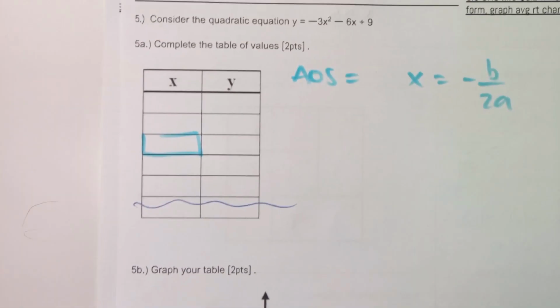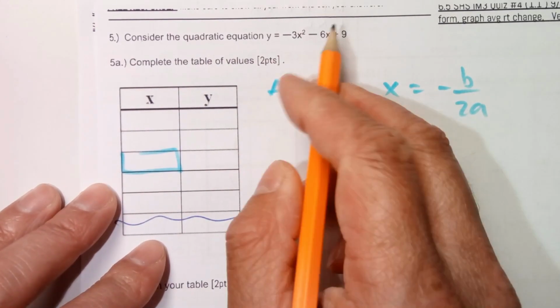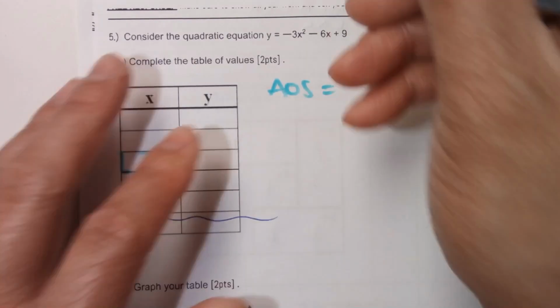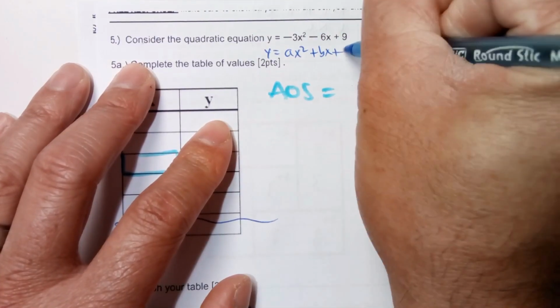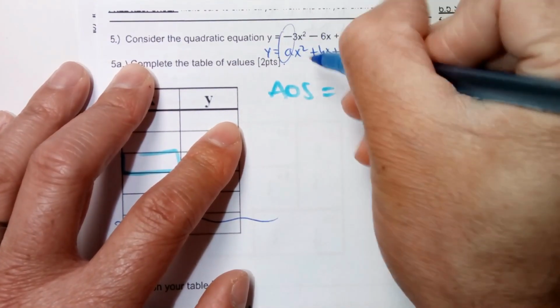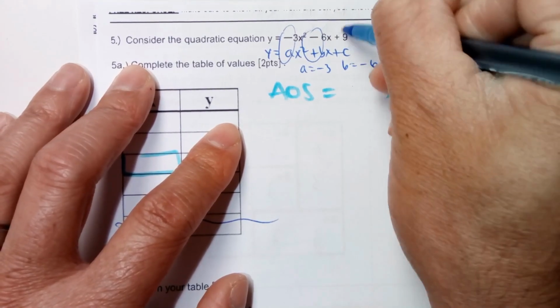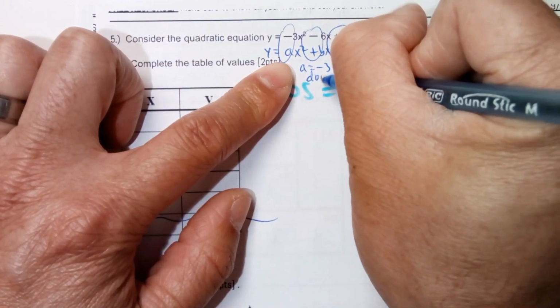Number 5, consider the quadratic equation. Complete the table of values. So I'm just going to... standard form has no parentheses. A value is -3. B value is -6. C value is 9. So you should already recognize that this is pointing down and your y-intercept is going to be at 9. Okay, we'll double check that when we graph it.